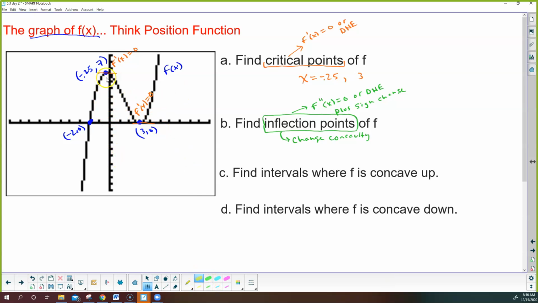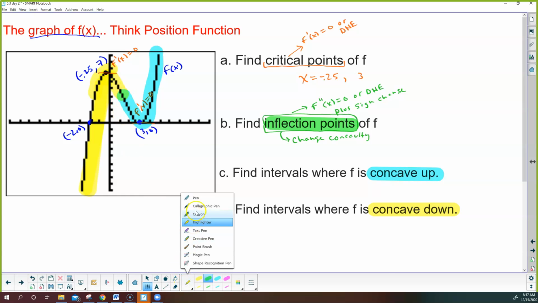So this is actually going to help me answer the rest of the questions too. Let's look at this function and look where it's concave down. It's opening downward wherever I highlighted in yellow. And then wherever I highlight in blue, it's opening upward. So it's concave up. Well, inflection points are the spot at which it changes concavity, and that is right there, that overlap.